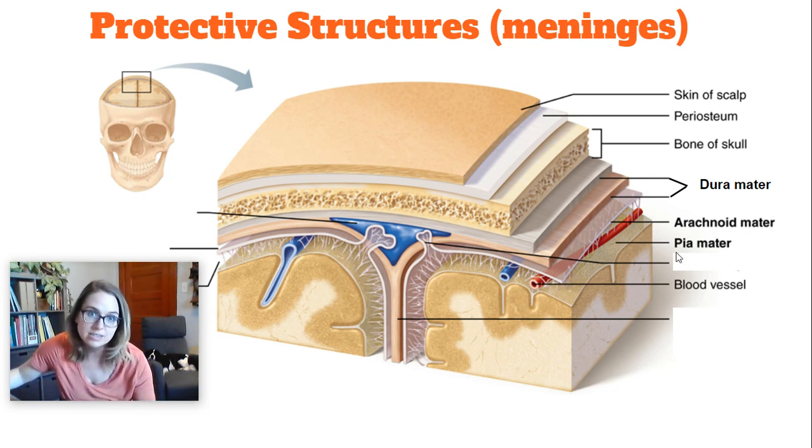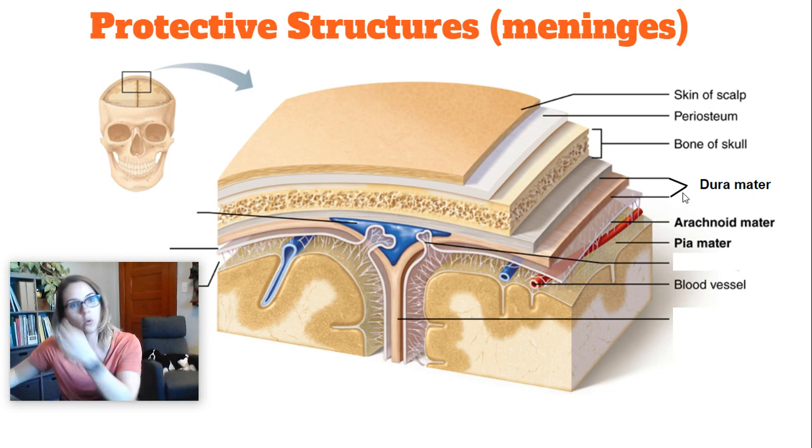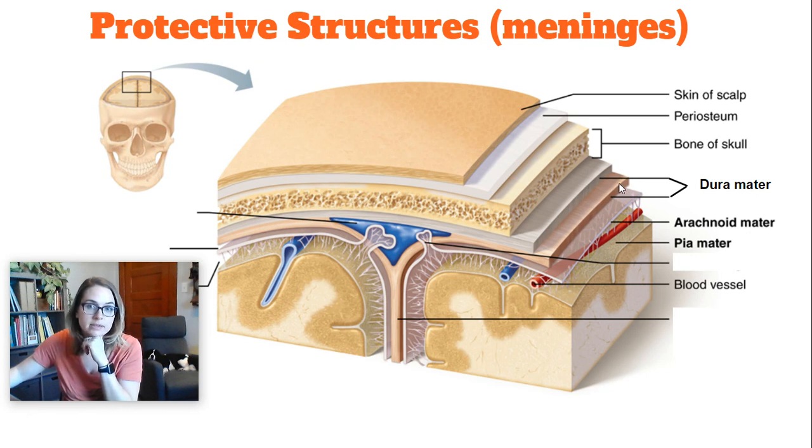That's your meninges in order, outside to inside, DAP. The pia mater is touching the brain or the spinal cord, as we'll see here in a minute. Arachnoid mater has the little spider webs on it, and then the dura. It's technically 2 layers. You don't need to know the difference between the two of them.